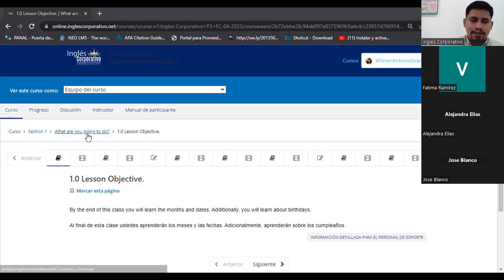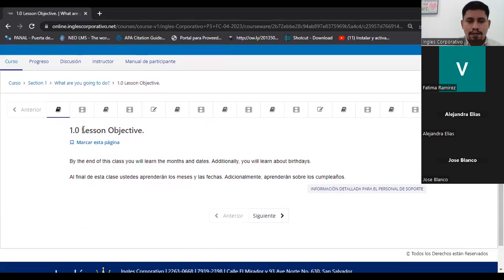And in this section, we have the first lesson objective. Let's check here that the lesson objective is the intended one. In this case, it says by the end of the class, you will learn the months and dates. Additionally, you will learn about verbs too. So this is what we're going to be working on in tonight's session, and also we are going to be developing some exercises.